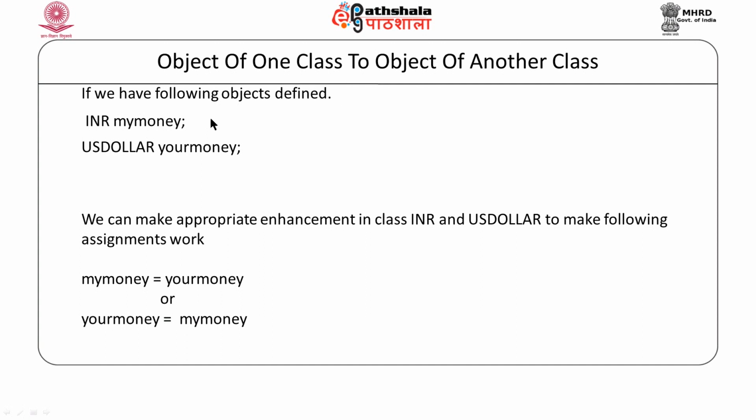And let us say if we define two objects of these classes respectively, for example, if I have an object my money that is of type INR and I define another object your money that is of type US dollar, can we do these kinds of assignments, such as can I say my money is equal to your money or your money is equal to my money? Well, yes, we can do so, or we can make this work by making appropriate enhancements in class INR and US dollar.